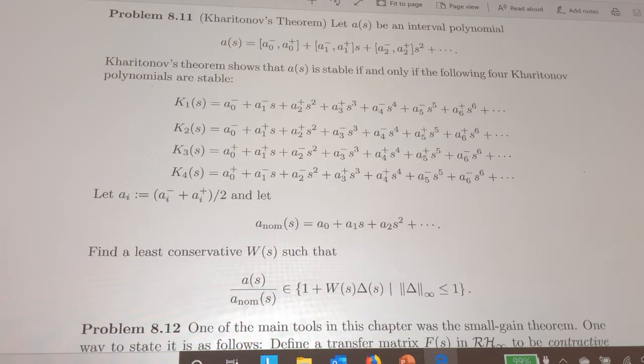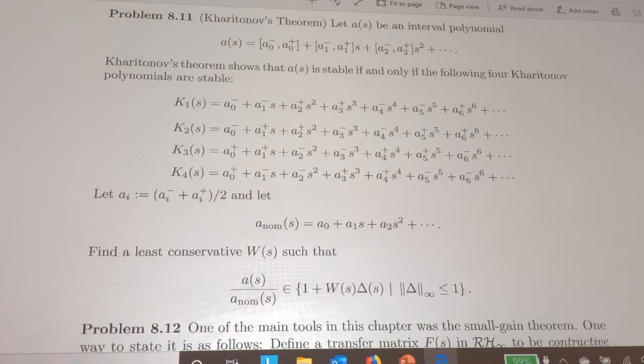So Kharitonov is the first person to say, don't worry, you only need to check 4 of them. These 4 are called Kharitonov polynomials. They construct 4 polynomials, only showing the edges. These are constant values, no longer intervals, no longer uncertainties. You only construct this K1 like this, K2 like this. You use the lower bound. The second one is lower bound, plus, plus, minus, minus, plus, plus. There's a pattern. Minus, plus, plus, minus, minus, plus, plus.